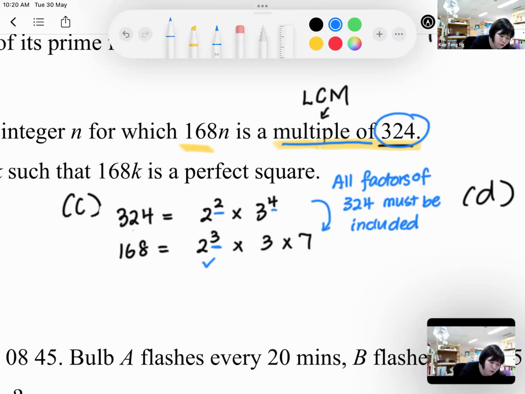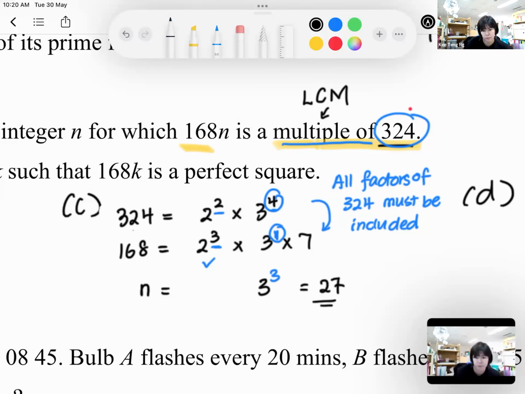But this is 3 to the power 4. This one only has 3 to the power 1. How many factors are missing? So a power of 3 more is missing. So for my n, looking at the power, there is 3 missing power, 3 to the power 3. Then there are no more factors for 3 to the 4, so I can ignore 7. And therefore this one will be your answer, 27. Okay? Is everyone clear about this question? This is a must-know-how-to-do one.